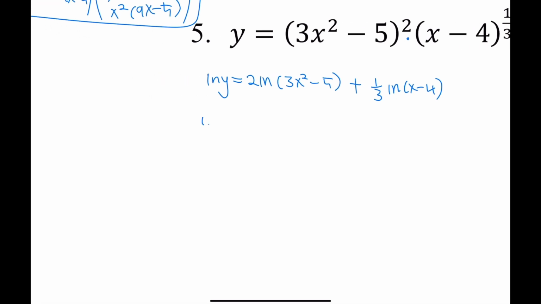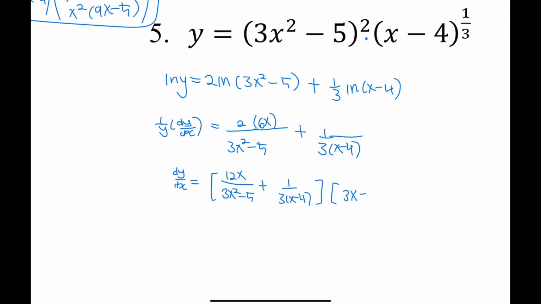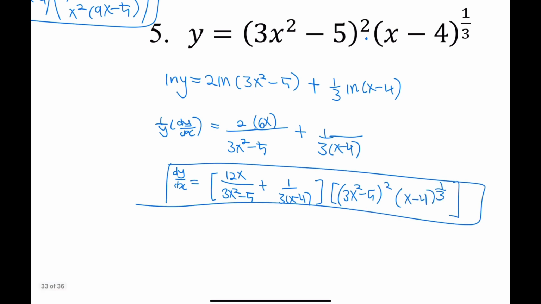Derivative of ln y would be 1 over y times dy over dx equals 2 times 3x squared minus 5, and then 6x, right, and then plus 1/3 x minus 4, and then there's no more chain rule for this one. Okay, and then dy over dx would basically equal 12x over 3x squared minus 5 plus 1 over 3x minus 4, whole thing multiplied by this complicated function again. Okay, so this would be our answer.